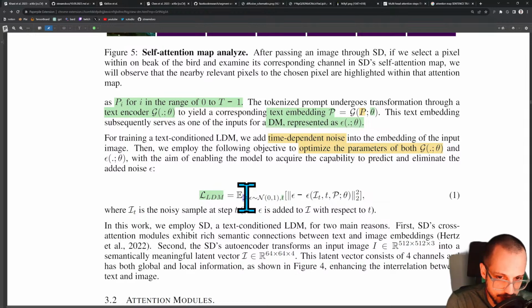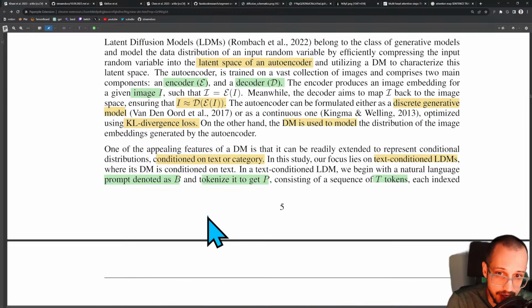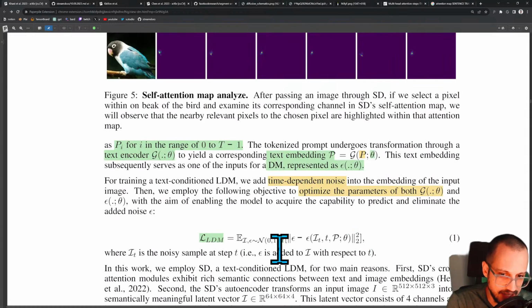And then you have your script I, which we know means the latent image, which is what's coming out of the encoder, right? You're taking your actual image, putting it into the encoder, getting your latent image, and that's what the latent diffusion model is operating in. And the latent diffusion model is trying to minimize.